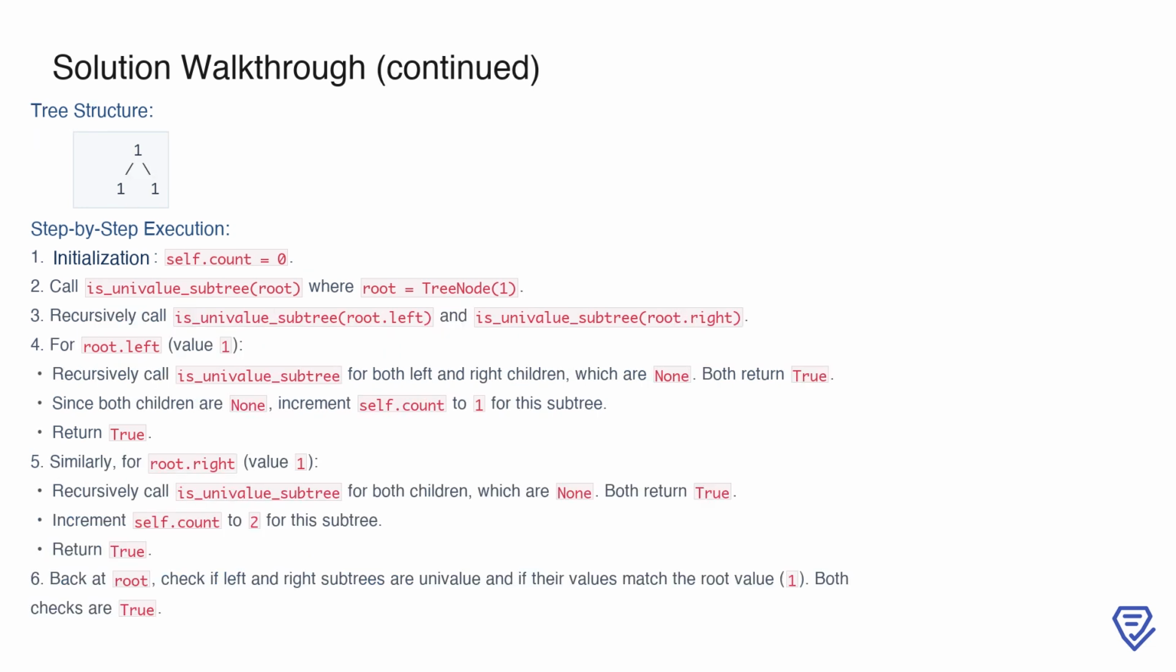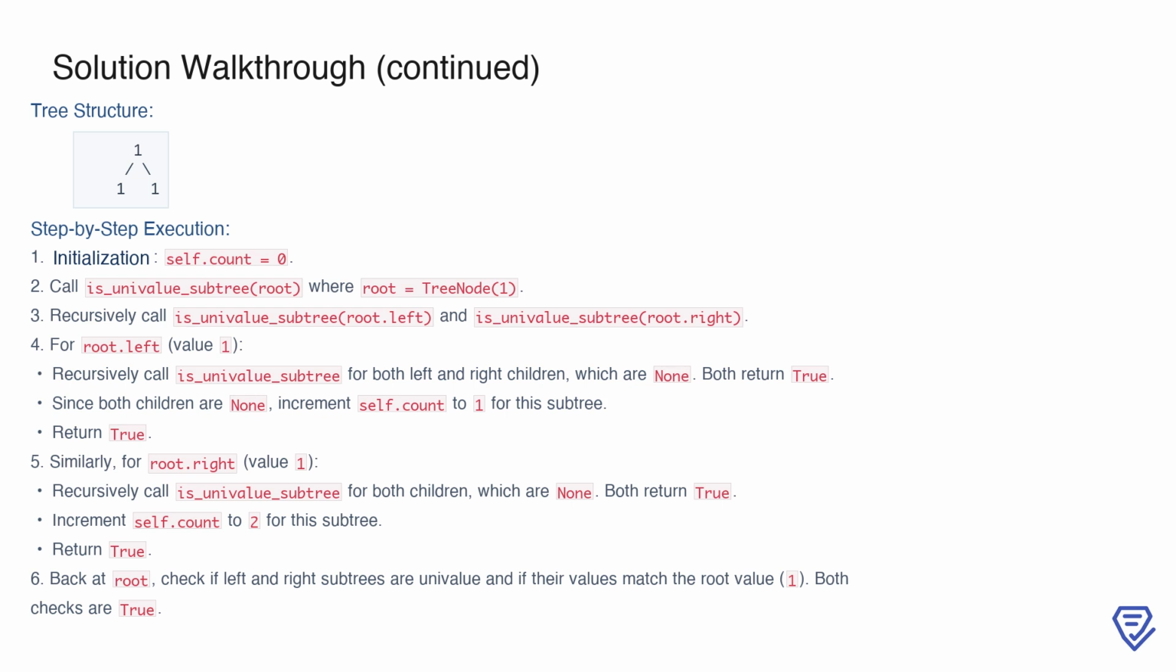Now we expand to a slightly more complex example, a 3-node tree where the root has the value 1, and both its left and right children also have the value 1. As before, we initialize the count to 0 and call the helper function with the root node. The function recursively processes the left and right subtrees.